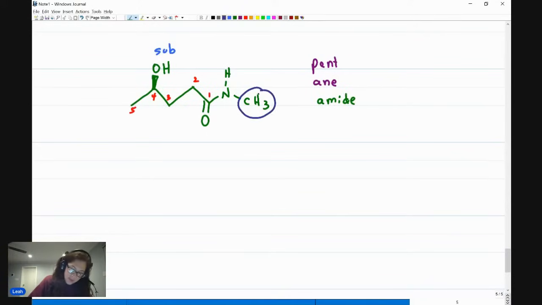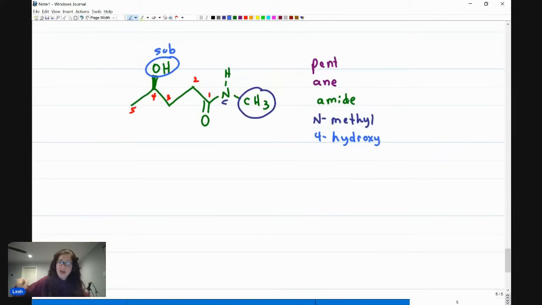I have a methyl sitting on the nitrogen for the amide. So instead of a number, I put N-methyl to show that it's on the amide. And then the alcohol is 4-hydroxy. When alcohol is not the highest priority, we use hydroxy rather than the OL ending because it became a substituent rather than a functional group.